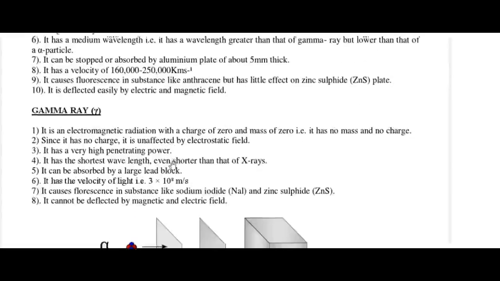So let's look at the ionizing radiations. We have the alpha particle, we have the beta particle, we have the gamma ray, we have the electron capture, and we have the X-ray. So let's look at alpha particle.